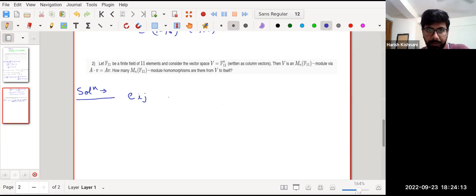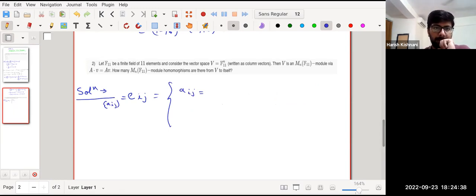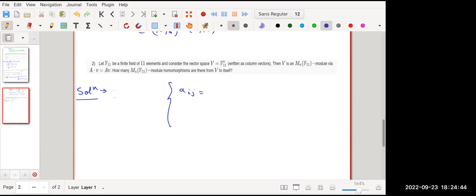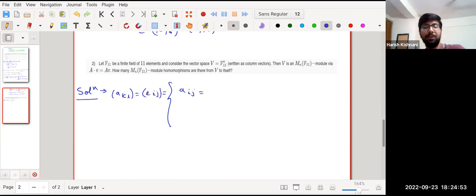0, let's say this matrix is some aij matrix. Then you have aij to be... okay, how to write it? Sir, we can write it as Eij is 1 if i equals j, and 0 if i not equals j. No, it's not like that.